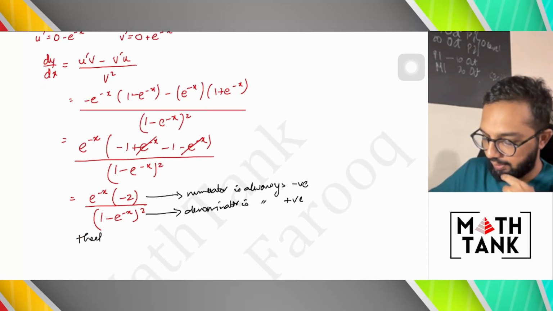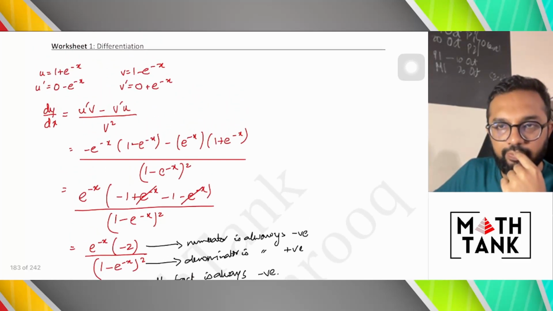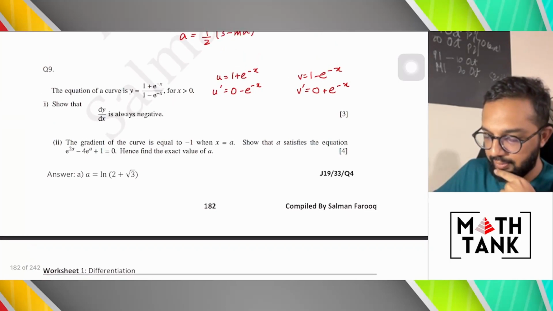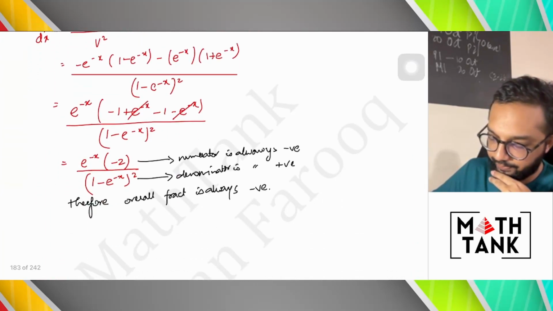Therefore, the overall fraction is always negative. That's enough of a proof. The gradient of the curve is equal to minus 1 when x equals a. Show that a simplifies to this equation.